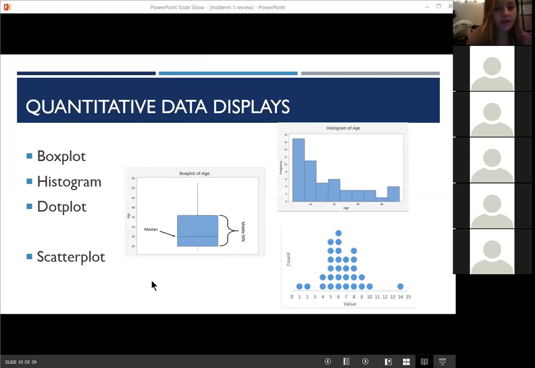So we have our box plot over here. If you guys recall, this is good for talking about our quartiles. We can see the middle 50% of the data really easily. Side-by-side box plots, if you remember, are good for comparing things in terms of that, and minimum, maximum, that kind of thing.